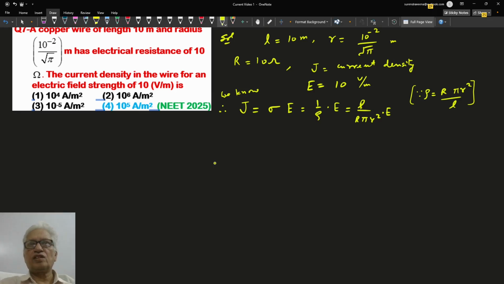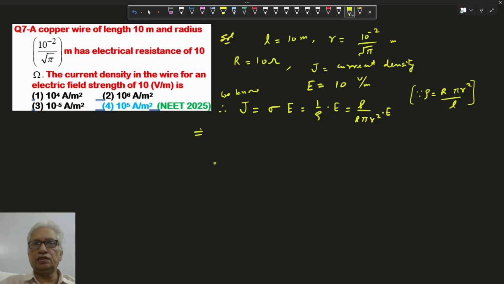We put the values of L, length, and diameter. The electric field is also 10 volt per meter. Resistance is also 10. Squaring r, 10 to the minus 4 upon pi; pi cancels, and 10 to the minus 4 going up gives 10 upon 10 to the minus 4, so 10 to the power 5 ampere per meter square. Here the option is 4.